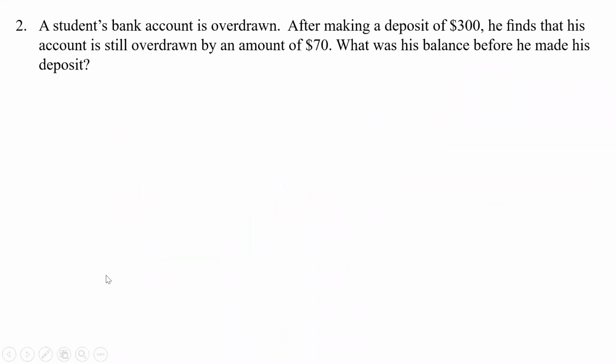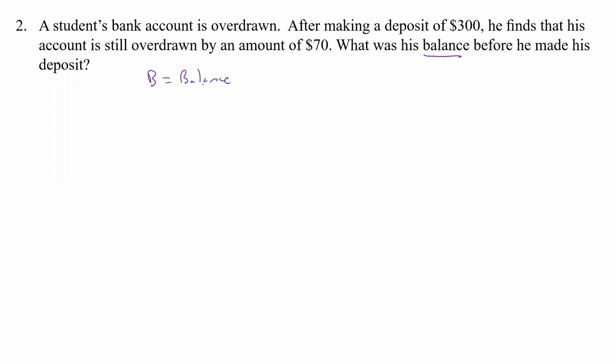All right, so a student's bank account is overdrawn. So he already knows it's overdrawn. And then he's going to make a deposit of $300 and finds his account is still overdrawn by an amount of $70. What was his balance before he made his deposit? So again, we're going to look for balance. Let's call B equal to balance this time, just because you can use a different letter.